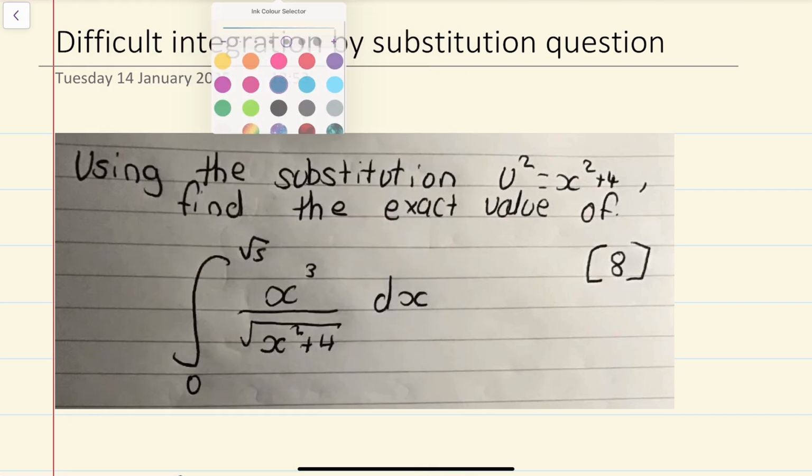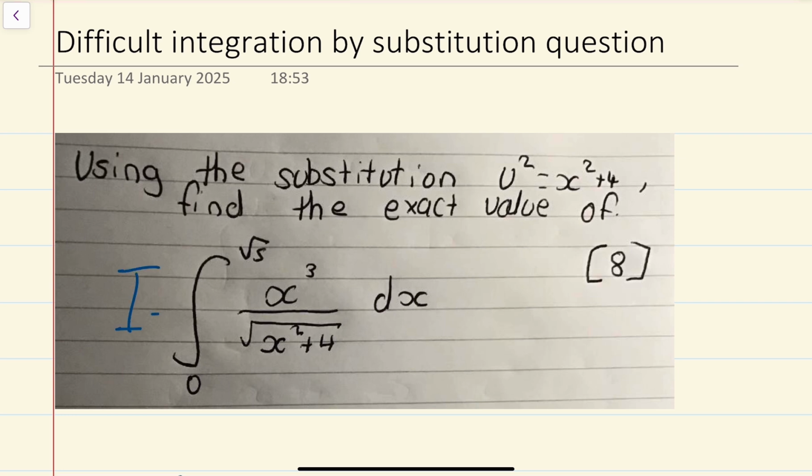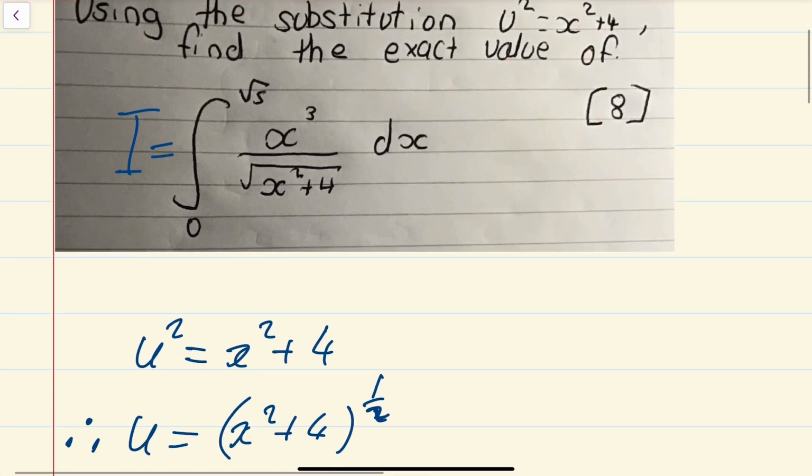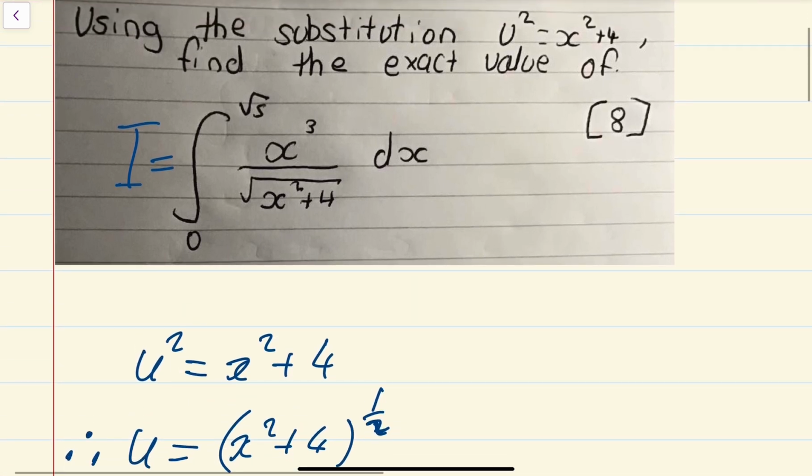The first thing I would do in a question like this is call this thing I. This is my integral. It just makes it a wee bit easier when I refer to it later on. So the first thing for you to do is to use what you've got up here, your u. This is how u squared is equal to x squared plus 4, and we want to find what du by dx is.